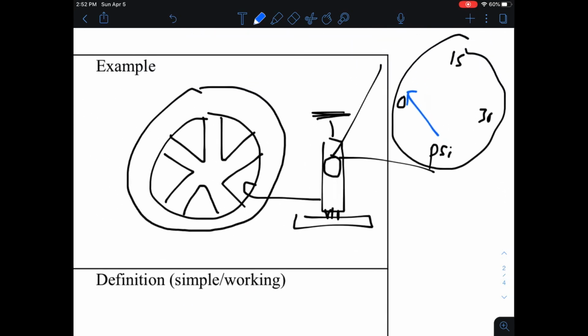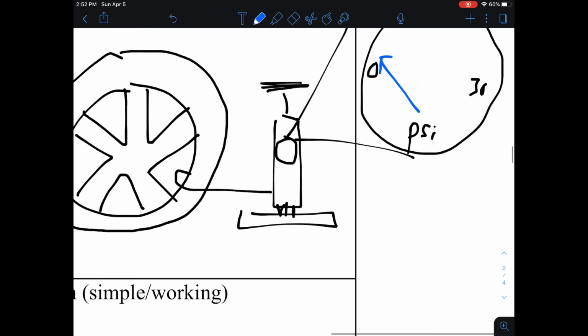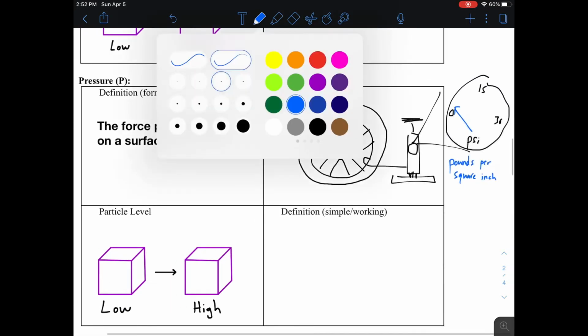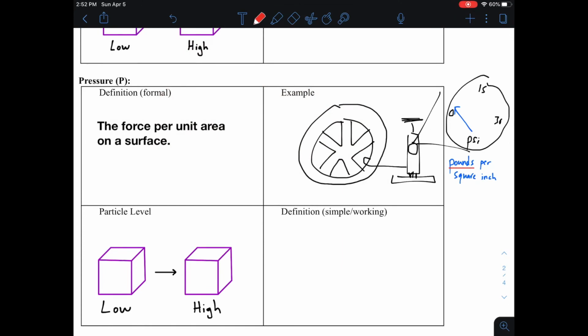What does PSI mean? What does it stand for? Well, pounds is the P part, and it's pounds per square inch. Let's break that down. Pounds is a unit of force. And per square inch, the square inch part, that is an area. We're talking about the force of these particles per square inch, an area of the tire in this case.